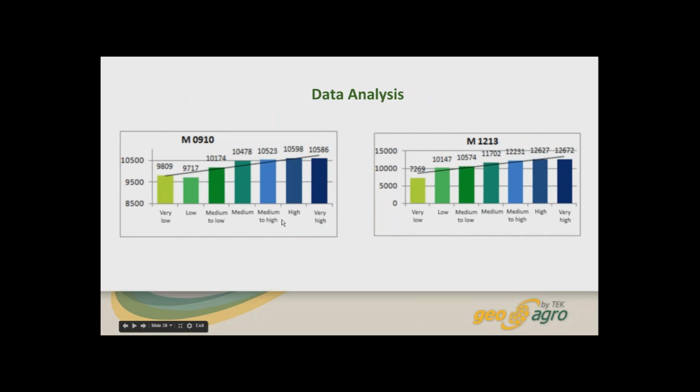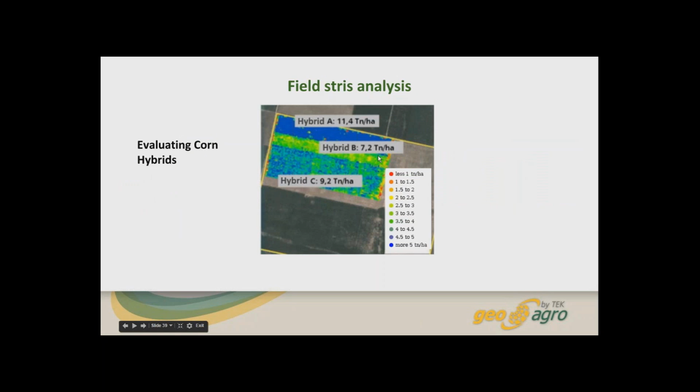Again, data analysis, we can have different varieties, and we can see how those varieties perform in different management zones. Evaluating corn hybrids, it's also very important. We have here different strips with hybrids, and this is a key for field strips analysis. So we can have the performance, the average performance of each hybrid. And again, we can have hybrids by management zone, what's the yield level.